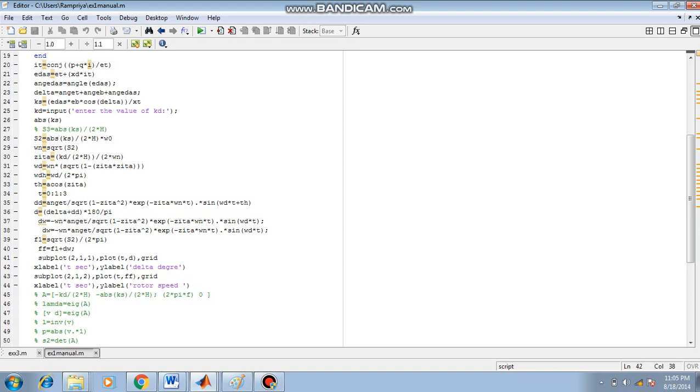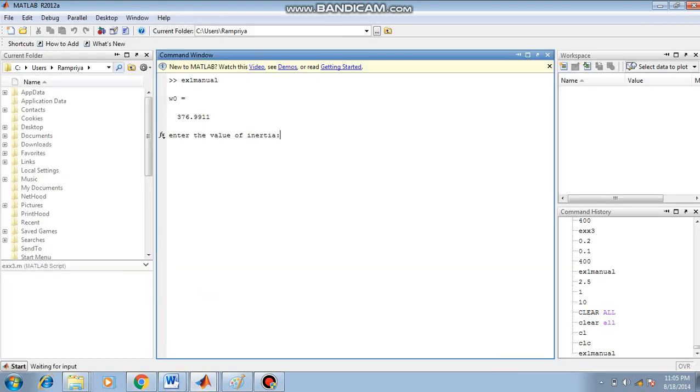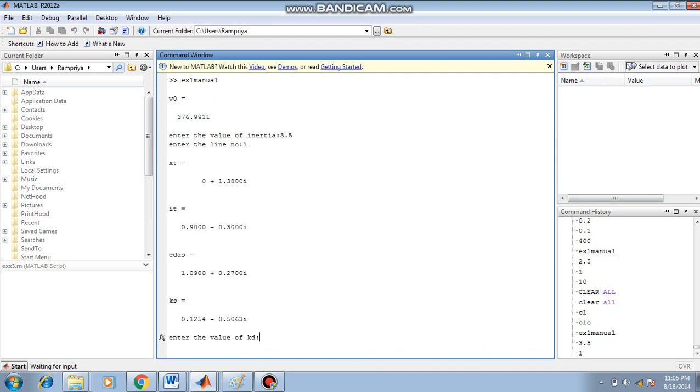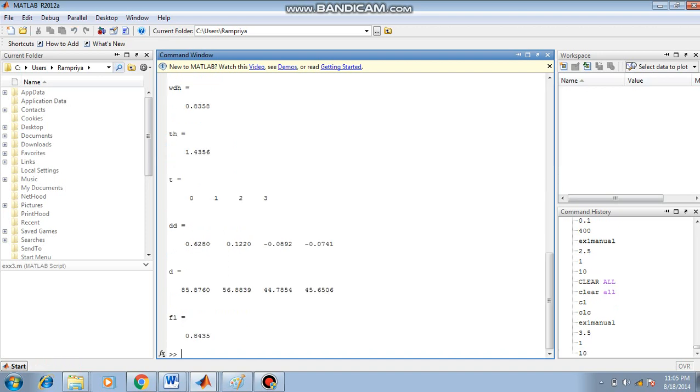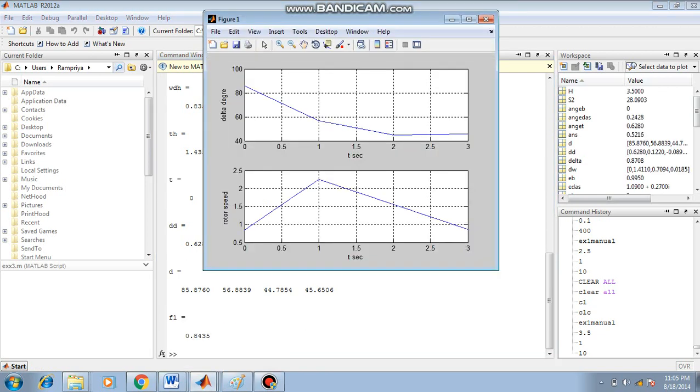I am labeling the X label and Y label separately for these plots, and now I am running this program. If I run this program, these are the inputs it is asking for. For the inertia you can give 3.5, or any value as per your data. Then I am considering line number 1, and then the KD value 10. And I am getting the figure. So this is the variation of delta with respect to time, and similarly the rotor speed with respect to time.